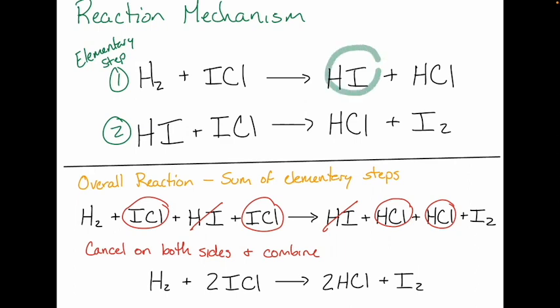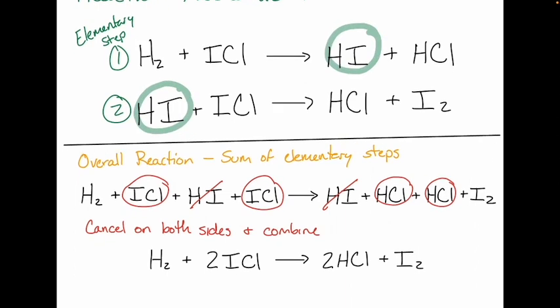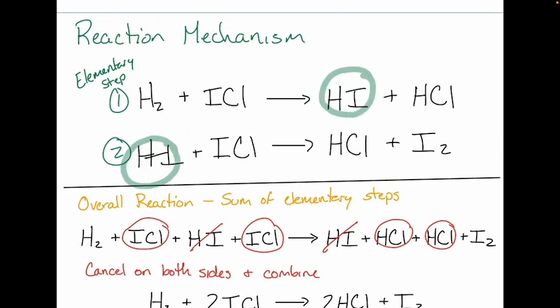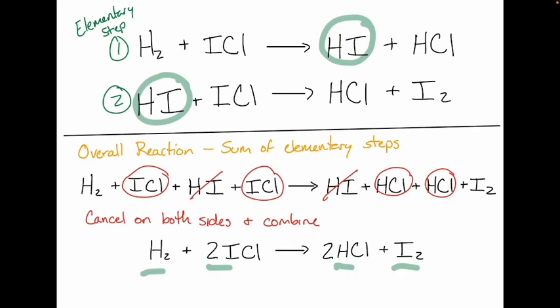This HI, notice how that does not appear anywhere in my overall reaction. Just by looking at that overall reaction, you would have no idea that this reaction creates hydrogen iodide, because it then consumes it again in that next step. So this is an intermediate that's created that we don't see in our overall reaction. The reason it's not in our overall reaction is because it's created in one step but then consumed again in the next step. So the net result is it's not going to be left over at the end.